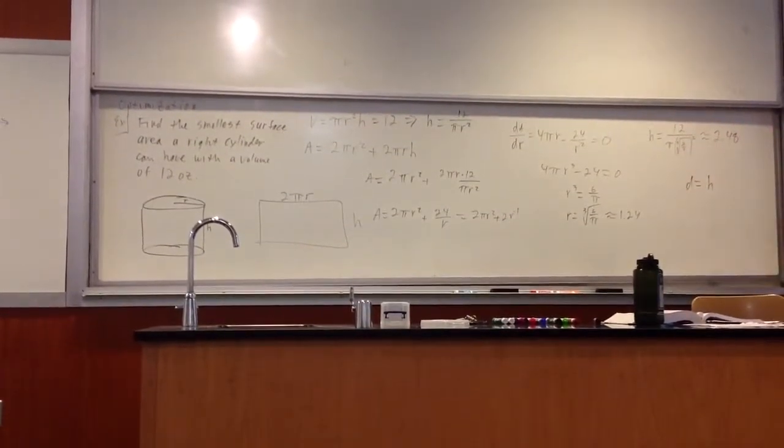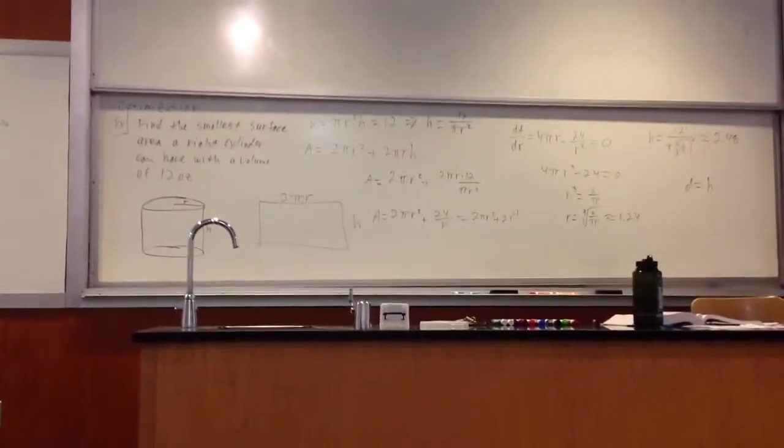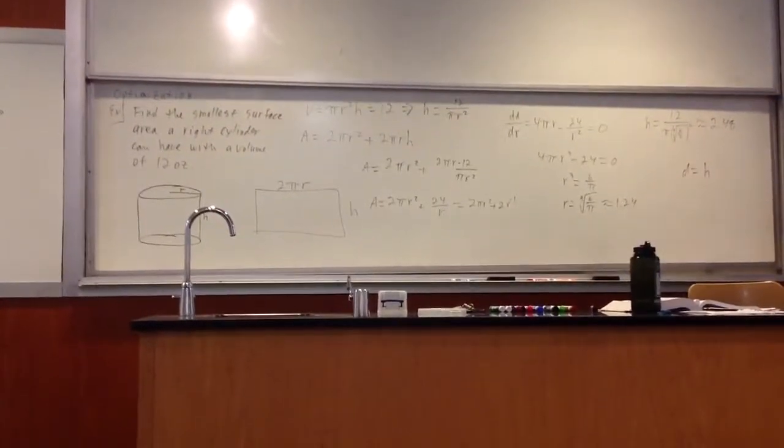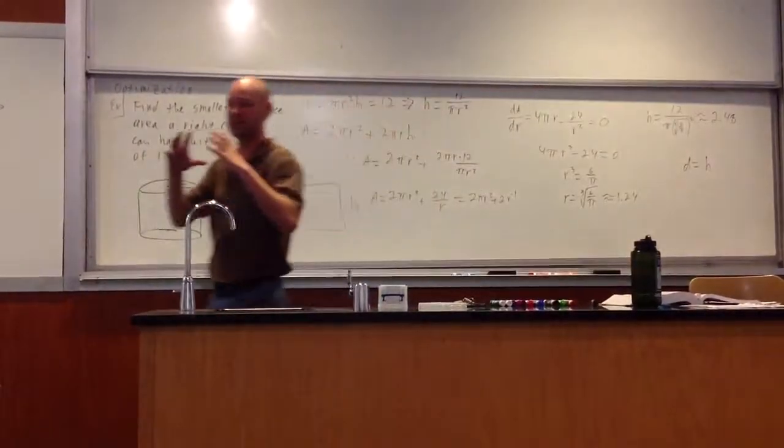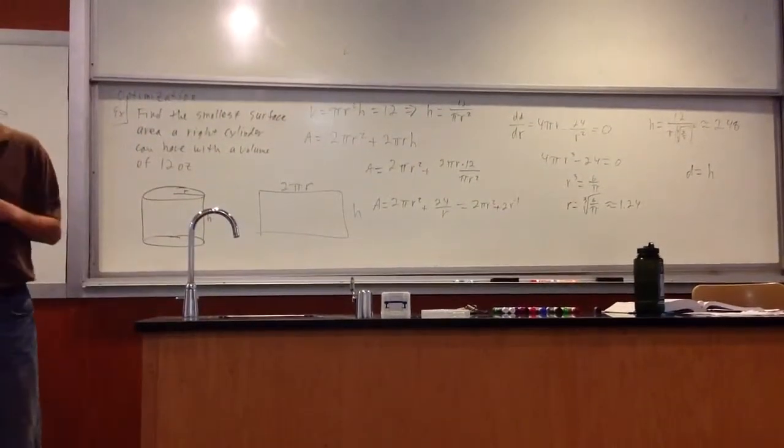Oh, nice. I think that's what you were looking for. Diameter is twice the radius, an identity. So if the diameter is equal to the height, that's going to optimize that surface area.